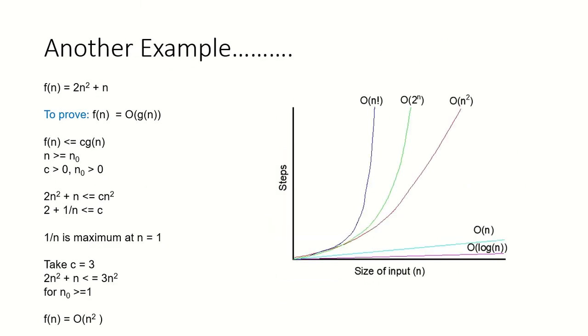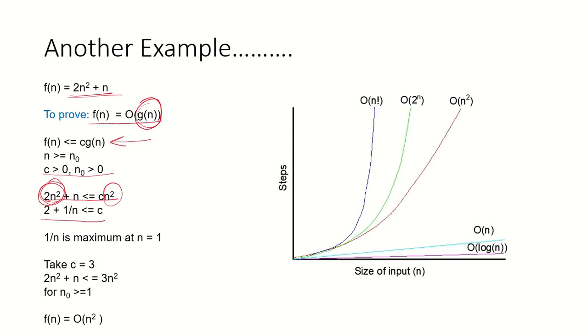Let's take another example. f(n) is 2n square plus n, and we have to prove that f(n) is big O of g(n). By definition, f(n) has to be less than or equal to C g(n) for positive constants C and n0. What should be the value of g(n) so that 2n square plus n is less than or equal to C n square? Since the high order term over here is of the order n square, g(n) should be at least n square for this inequality to be satisfied.